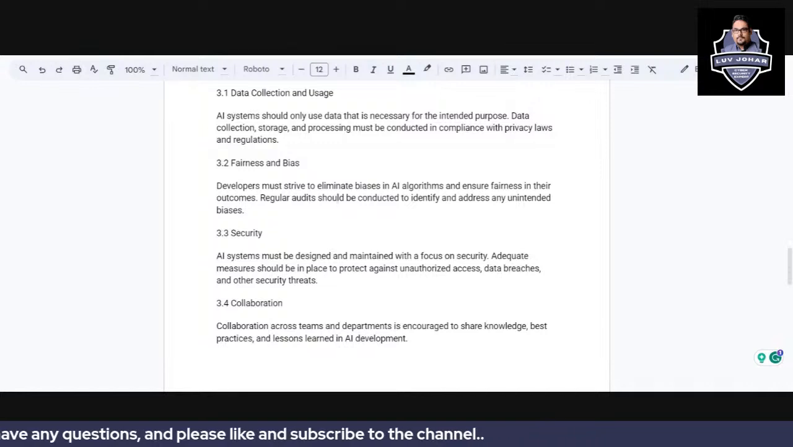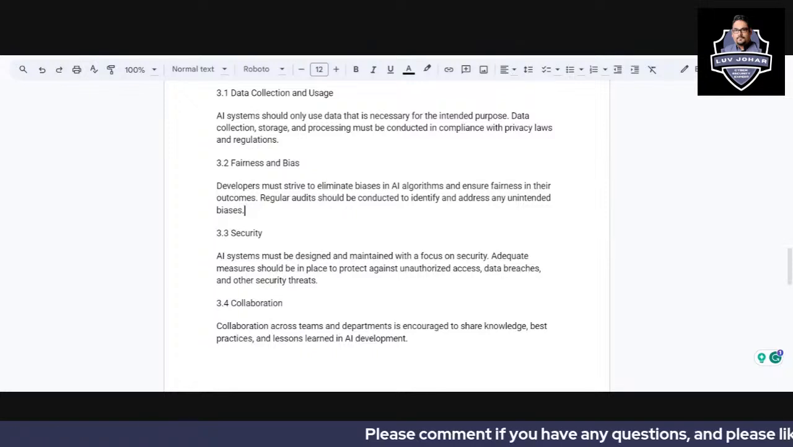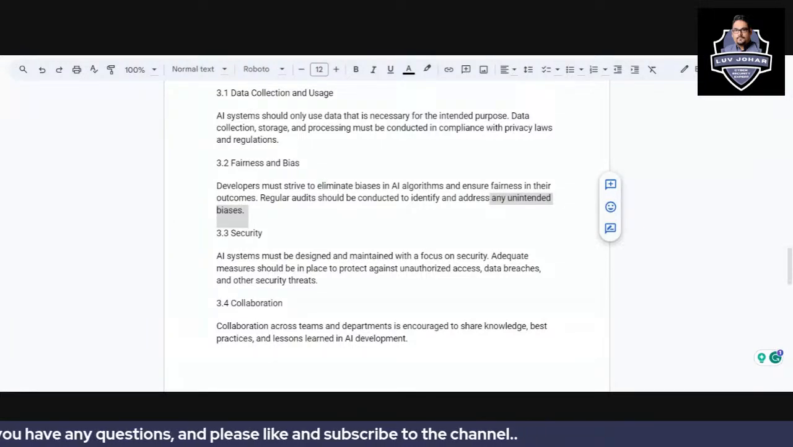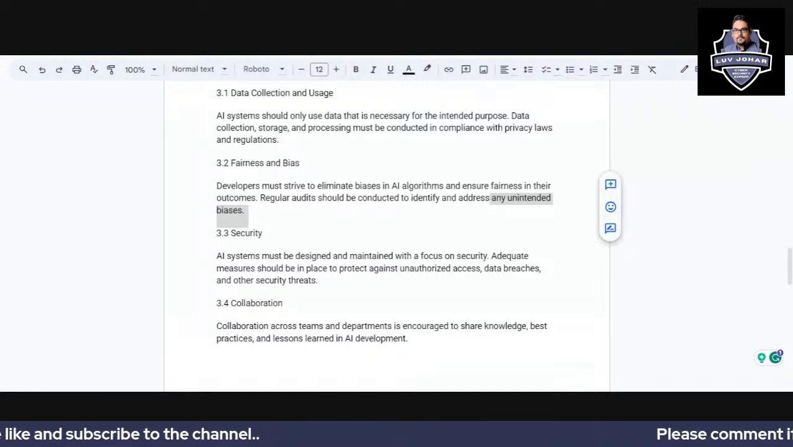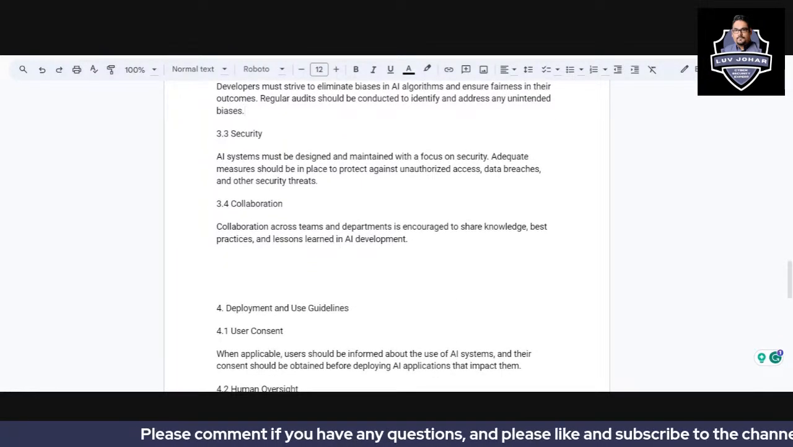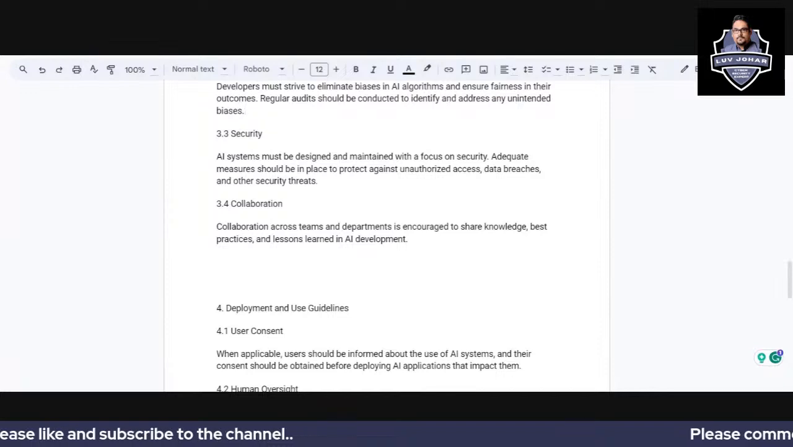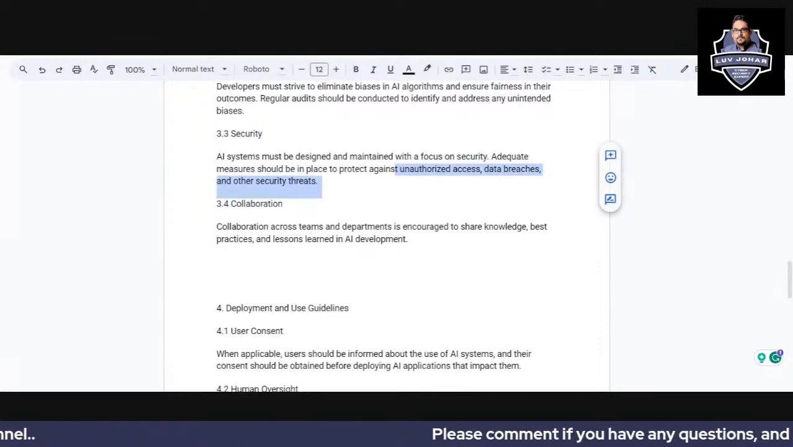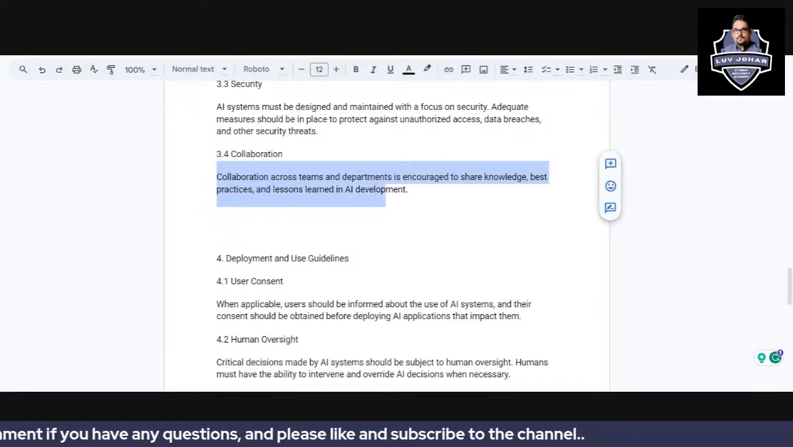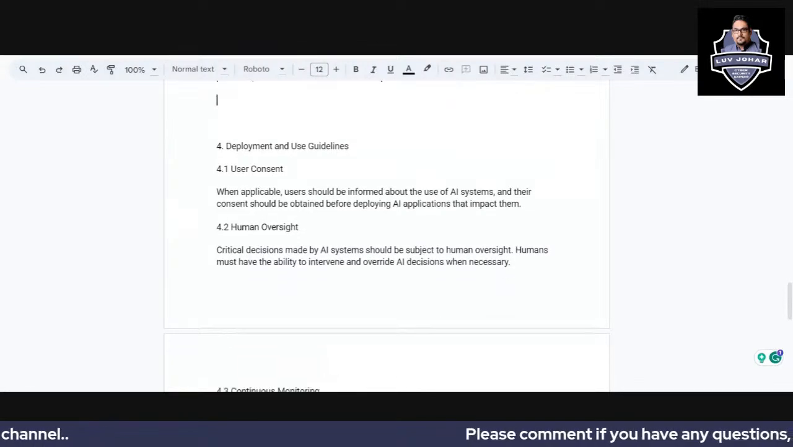Fairness and bias, again: you have to make sure that you have algorithms that ensure fairness in the outcome. Regular audits should be conducted to identify and address any unintended bias, because bias is very important in this case. Why has it been mentioned, I think already three to four times by now? It depends upon the data, the test data which is fed to the AI systems. You have to make sure the bias is under control, for whatever purposes you are using the AI. Security again has to be designed taking AI into consideration, and you have to make sure you regulate unauthorized access, data breaches, and any other related security threats. Collaboration also plays a big part in this case, because a lot of data would be fed into the AI systems, so you have to make sure you address that.